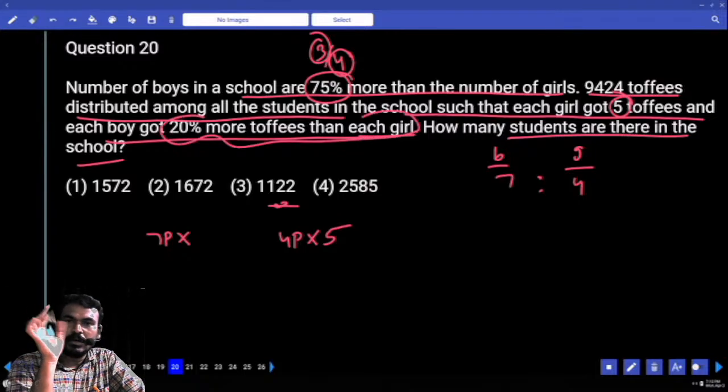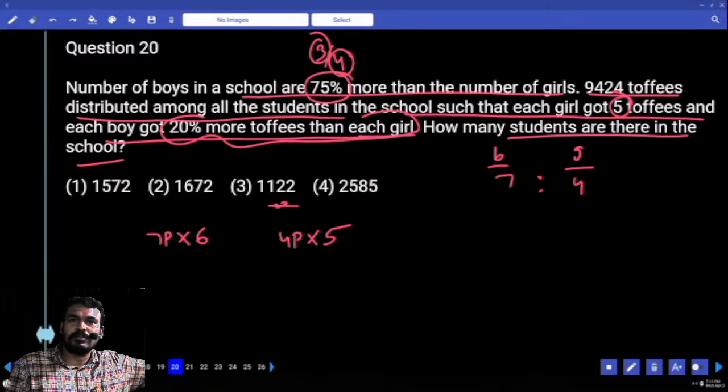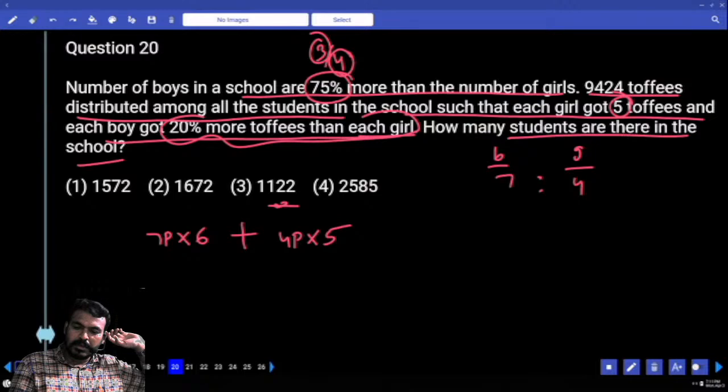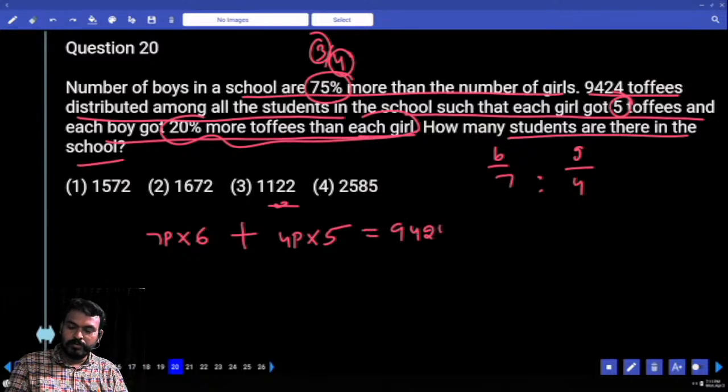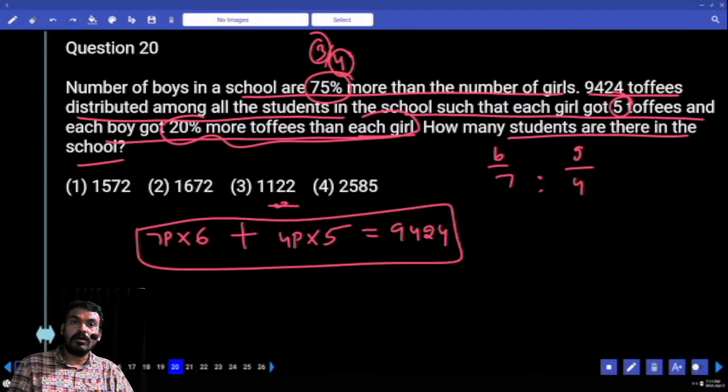Next, every boy gets how much percent more than the girls? 20% of the 5 each girl gets. 20% more means 1 more, so 5 plus 1 is 6. How many boys are there? 7 parts. Everyone received 6. This is the total toffees for boys and this is the total toffees for girls. These two are added, it is the total value. What is the total toffees? 9424. Simplify this and we get the 1 part value. 7 into 6, 42. 4 into 5, 20. Total it is 62 parts.